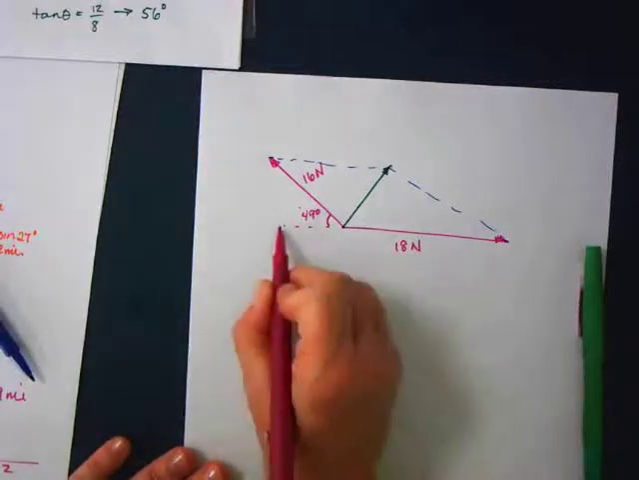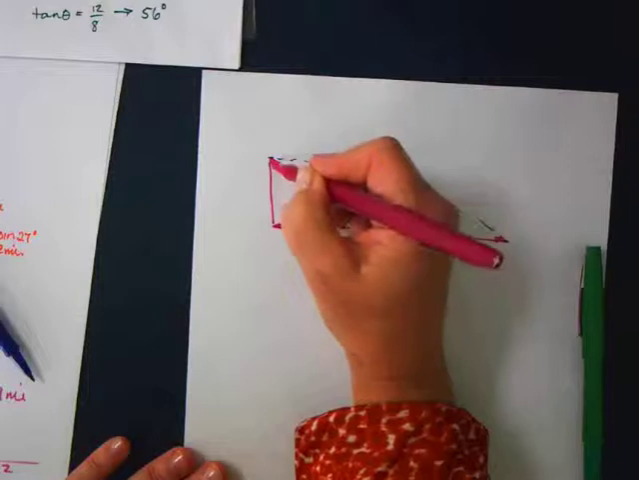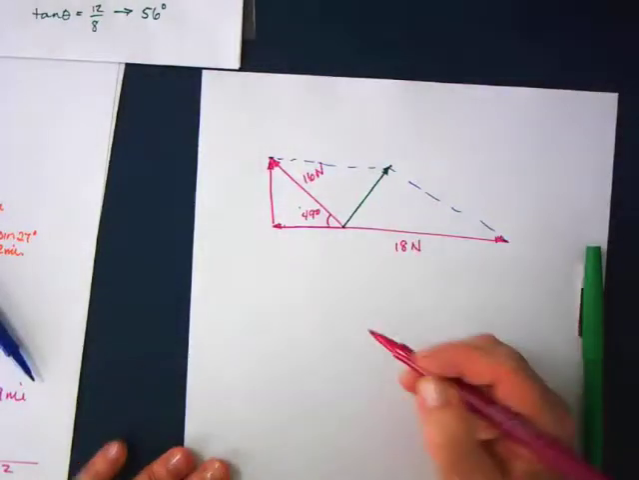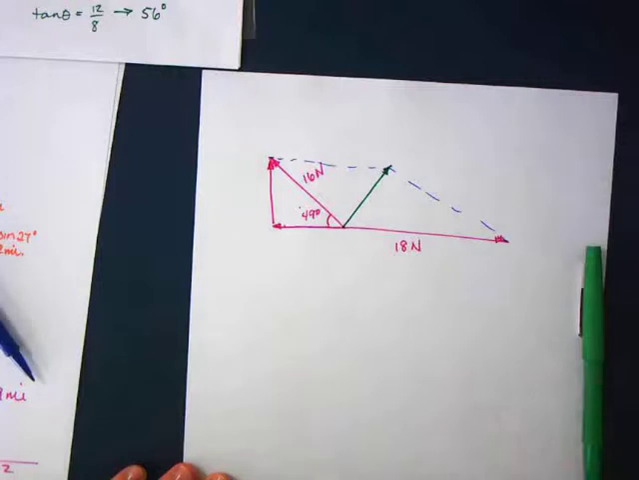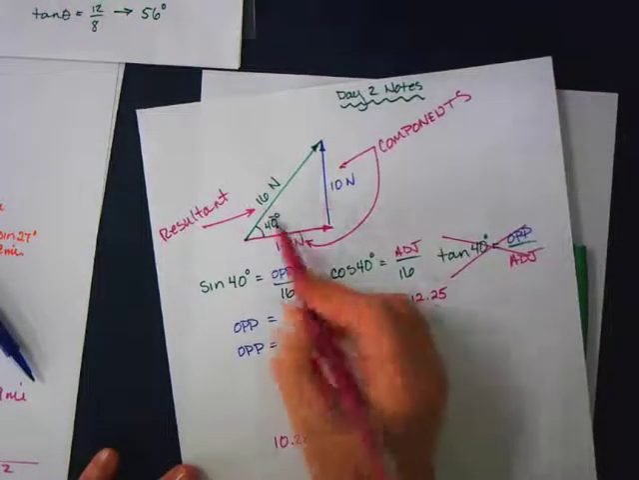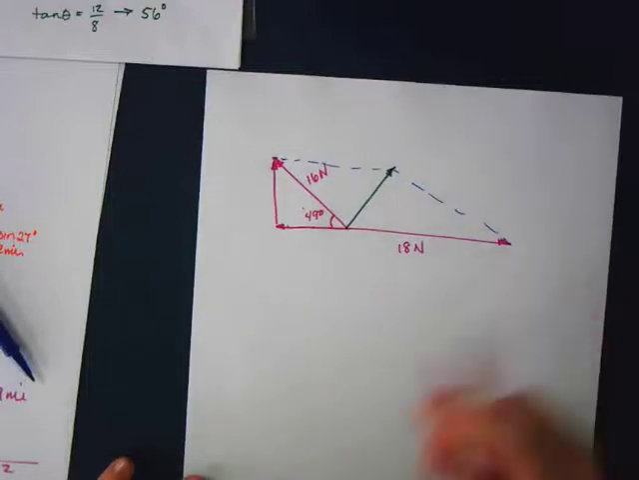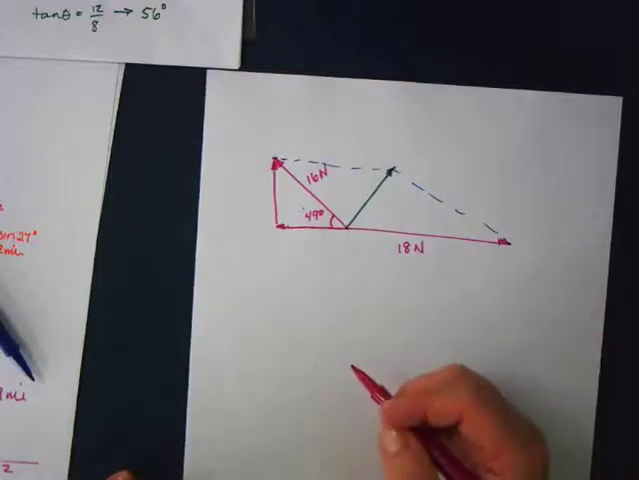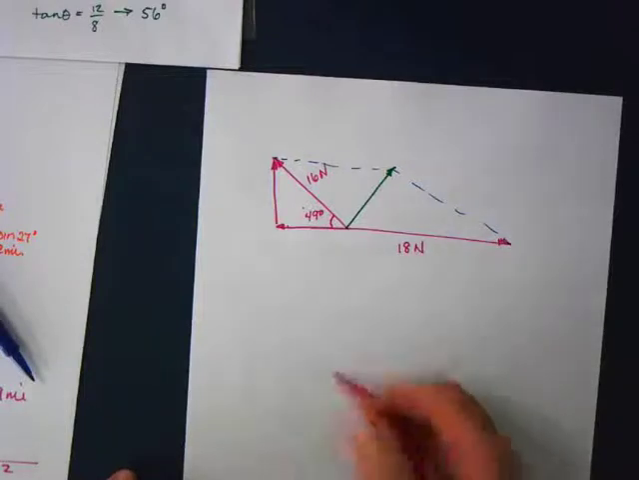What you will do is, the 18 is good to go because it's already horizontal. You'll take the 16 and find the horizontal and vertical components. So if you would do that right now, just like we did in the previous example, we took the 16 and found the horizontal and vertical components. Now we have just a slightly different angle, so go ahead and go. Tell me what you get.